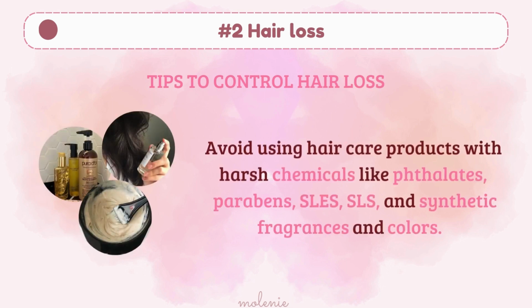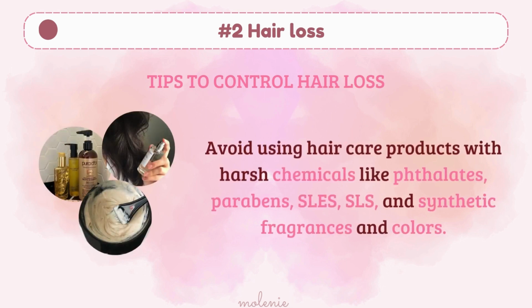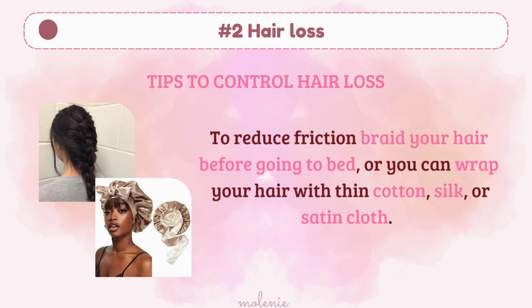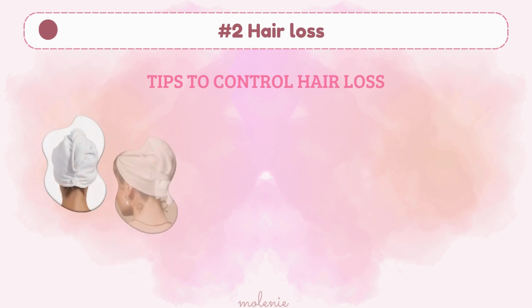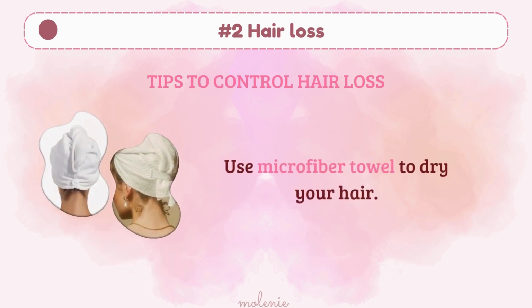Avoid using hair care products with harsh chemicals like phthalates, parabens, SLES, SLS, and synthetic fragrances and colors. To reduce friction, braid your hair before going to bed, or you can wrap your hair with thin cotton, silk, or satin cloth. Use a microfiber towel to dry your hair.